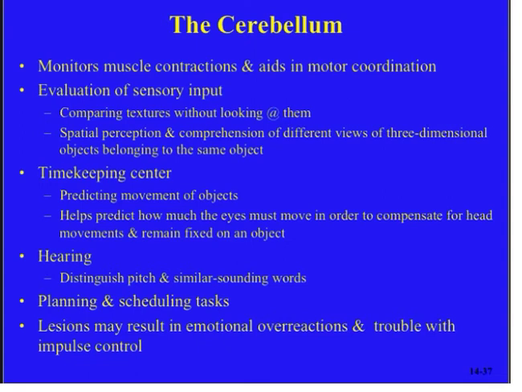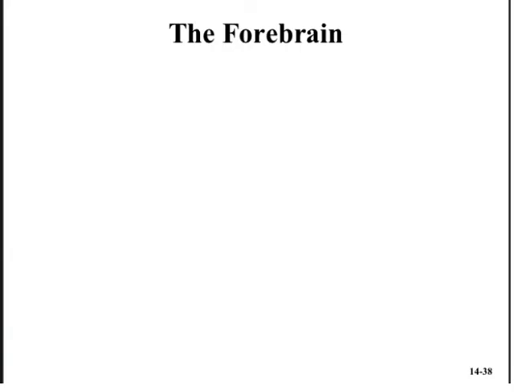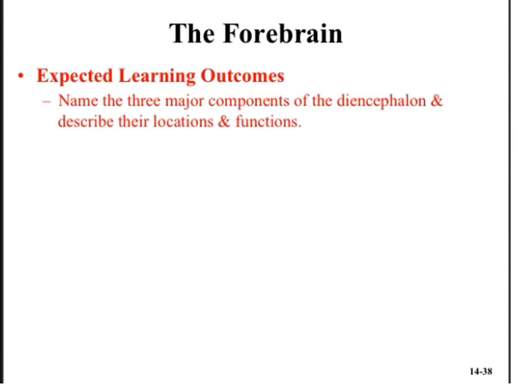So, another very important role for the cerebellum. Okay, let's move on to the most elaborate part of the central nervous system, the forebrain. We want to name the three major components of the diencephalon and describe their location and their function.